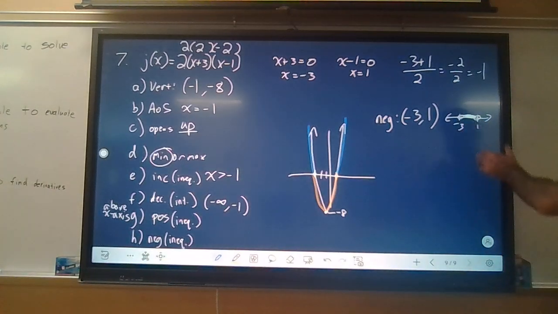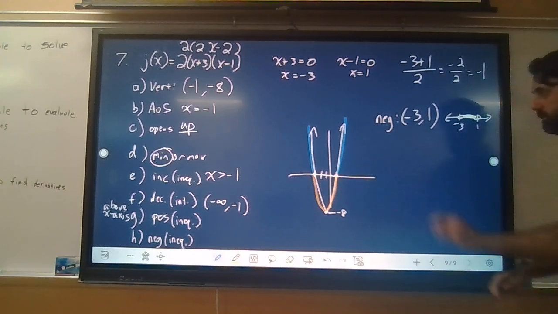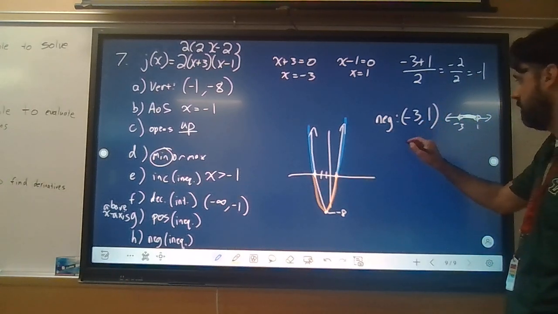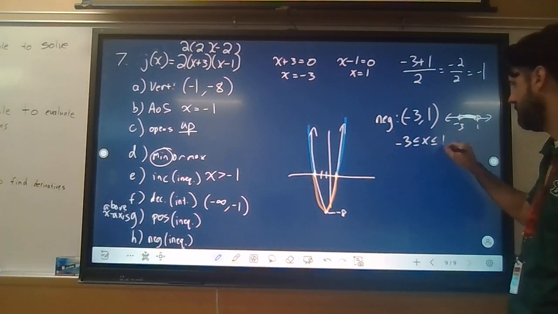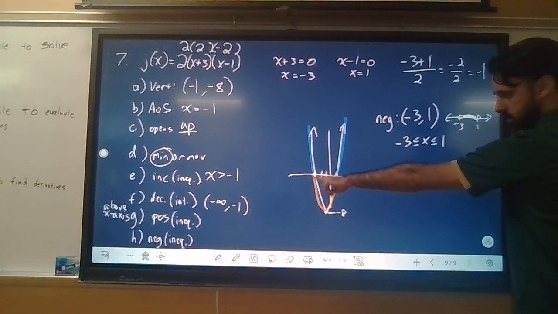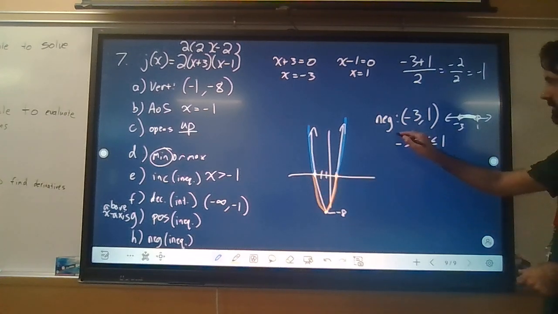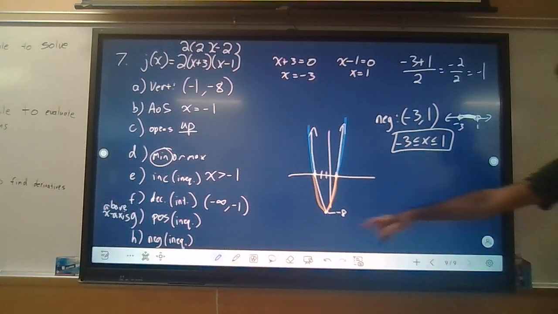Okay. Whenever it's one interval, whether you put it on a number line or on a graph, inequality notation looks almost the same. It's -3 is less than or equal to x is less than or equal to 1. If it's one interval in between two values, we write it like this. That's our inequality notation. All right. So that's the answer for negative.